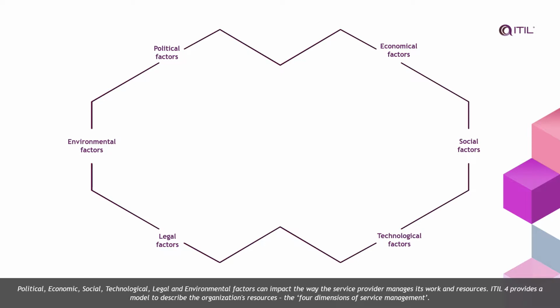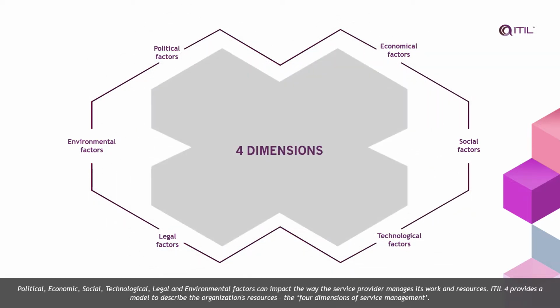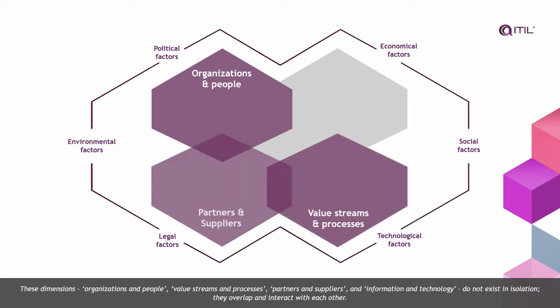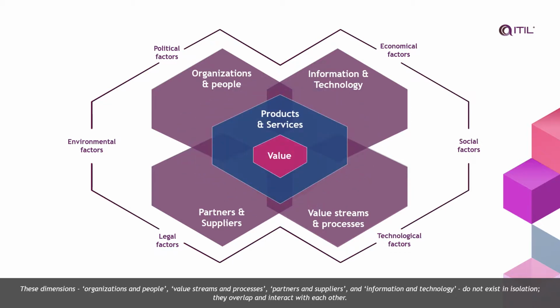ITIL 4 provides a model to describe the organisation's resources, the 4 dimensions of service management. These dimensions, organisations and people, value streams and processes, partners and suppliers, and information and technology do not exist in isolation. They overlap and interact with each other.